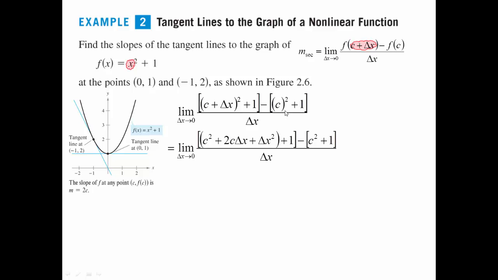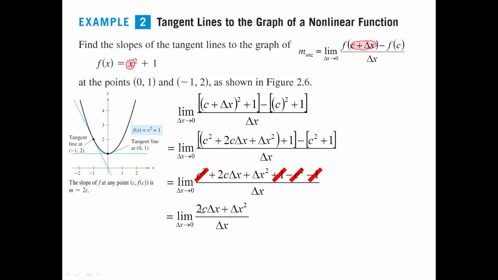Alright, then we just clean it all up, distribute this negative sign, make sure you put brackets here so that you don't lose the negative sign on the 1. That's the most common mistake right here. Then collect your like terms. Okay, the c squared minus c squared, that's gone. 1 minus 1, that's gone. So you're going to be left with these terms here. Now just remember, after you clean it all up, everything should have a delta x in it. If you have something left over without a delta x, you made a math error up here, some kind of algebra error.